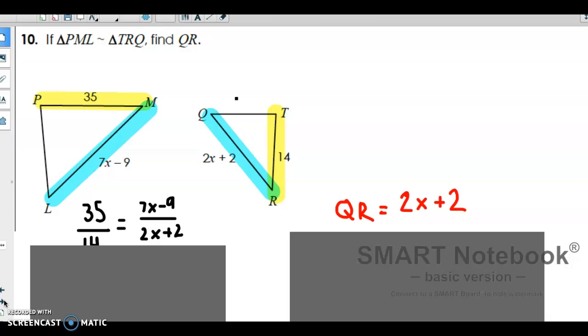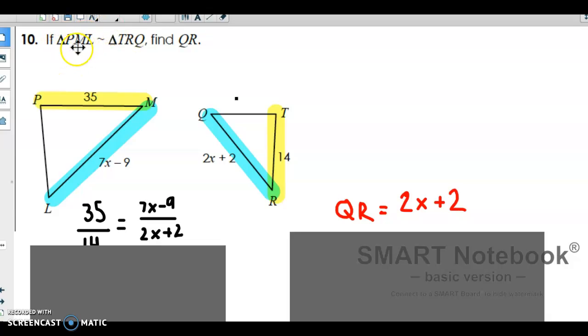All right, another one here. If triangle PML is similar to triangle TRQ, find QR. So again, you have to read the similarity statement to match up the corresponding sides. So PM, my first two letters, is going to correspond with TR, the first two letters in triangle TRQ. So I've highlighted both of those in yellow. Then LM, your second two letters, is going to correspond with RQ, your second two letters. So I've highlighted both of those in blue. We can use those to set up a proportion.